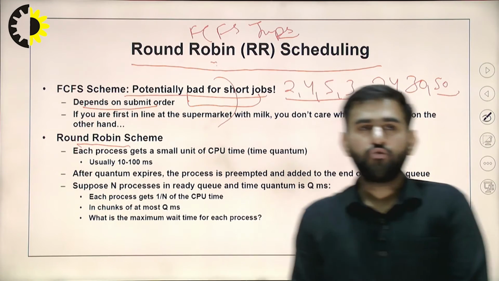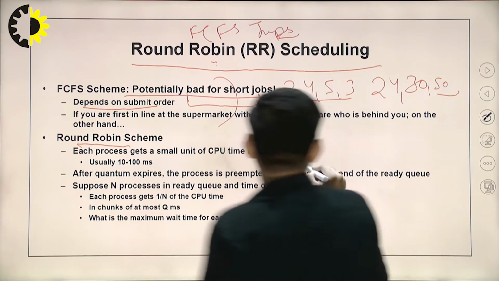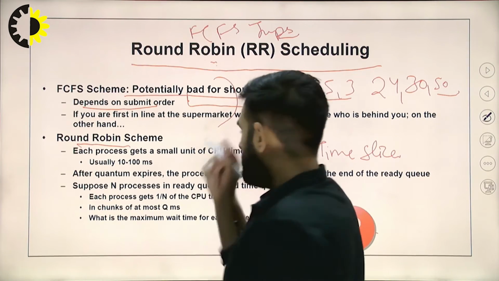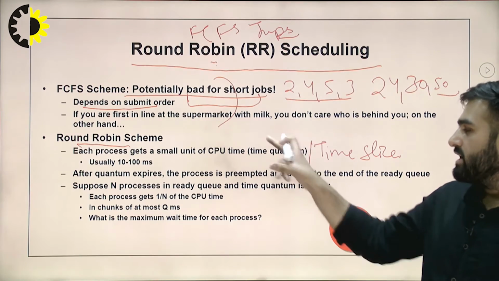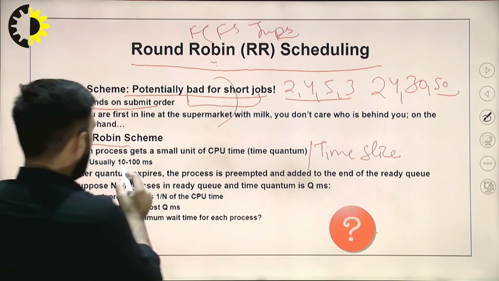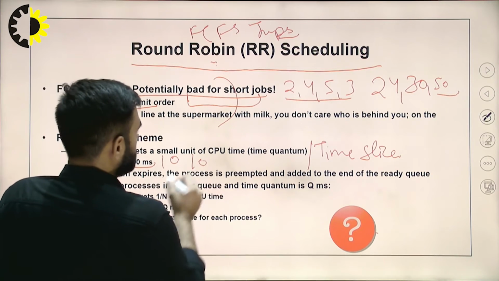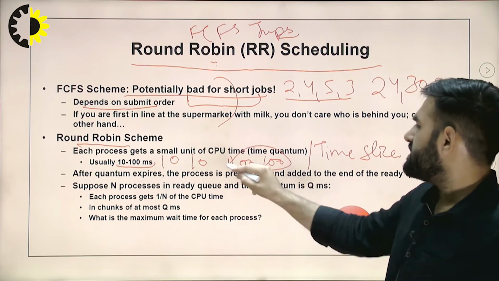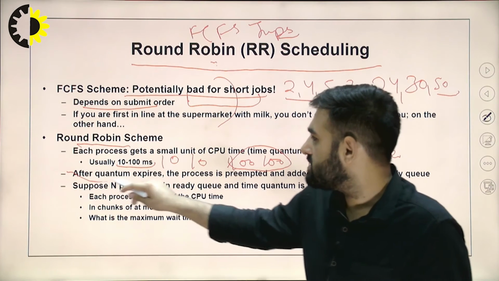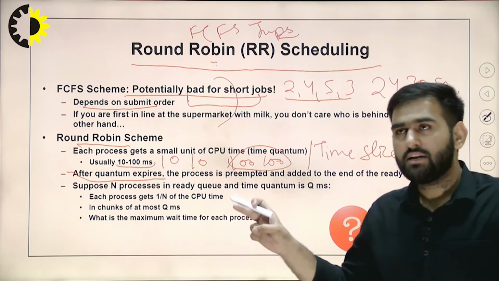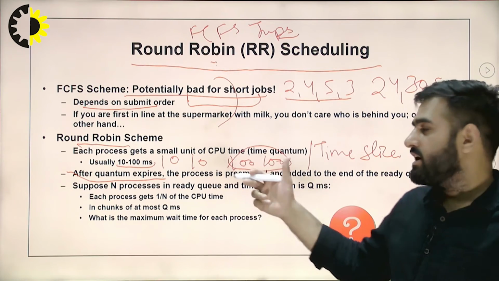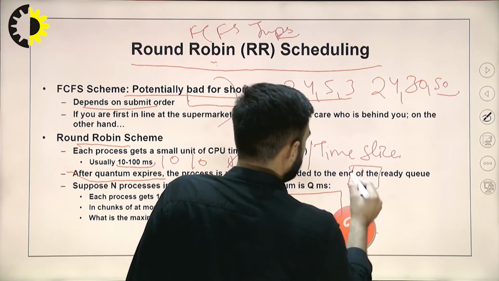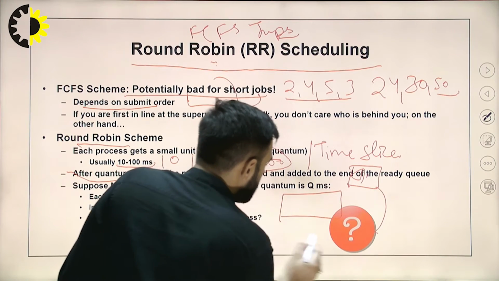Each process gets a small unit of time, a time quantum or a time slice. Each process will get the CPU for some time quantum. Usually it is 10 to 100 milliseconds, maybe 10, maybe 100. It is too short, it is in milliseconds, right? After the quantum expires, the process is preempted. That means it has to leave the CPU and be added to the ready queue. Suppose this is the CPU with job J1. It is preempted, now it will come here to the ready queue.